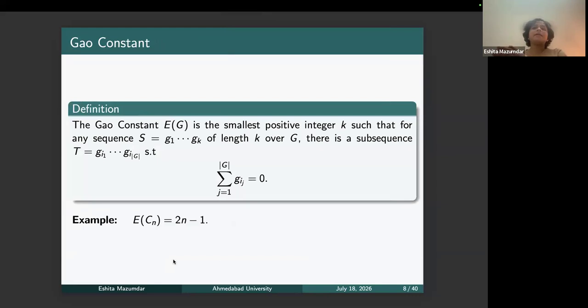Now, there is another way of thinking which Erdős, Ginzburg and Ziv have done: what happens if I fix my length? In their case, they considered a sequence over Cn and focused on the length being n, the cardinality of the group. Based on that, I'm defining a new constant, which we call the Gao constant. It is defined as the smallest positive integer k such that whenever I have a sequence of length k, there is a subsequence of length the cardinality of G such that its sum is equal to the identity. And we have seen that for a cyclic group, its value is 2n minus 1.